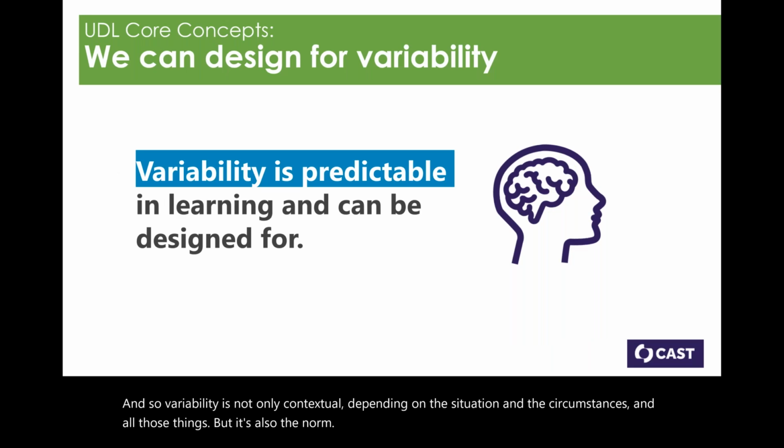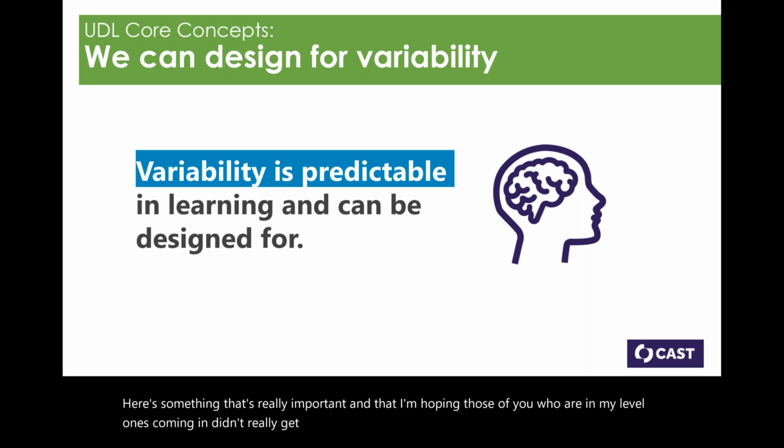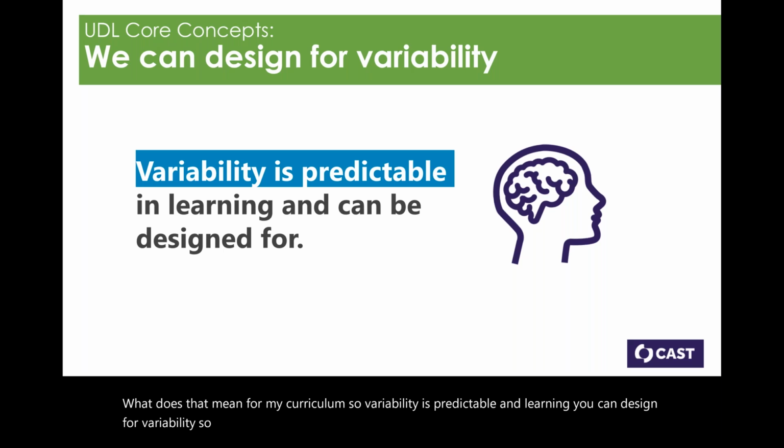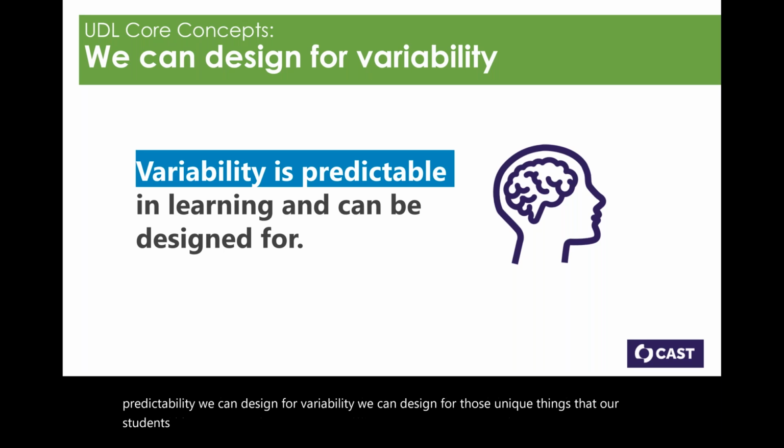Here's something that's really important, and that I'm hoping those of you who are in my level ones coming in didn't get too freaked out about as we were talking about variability is the norm. Every student is unique. What does that mean for my curriculum? So variability is predictable. In learning, you can design for variability. So that's fantastic for us as educators to understand that we can design for predictability. We can design for variability. We can design for those unique things that our students might want, need, or ask for.